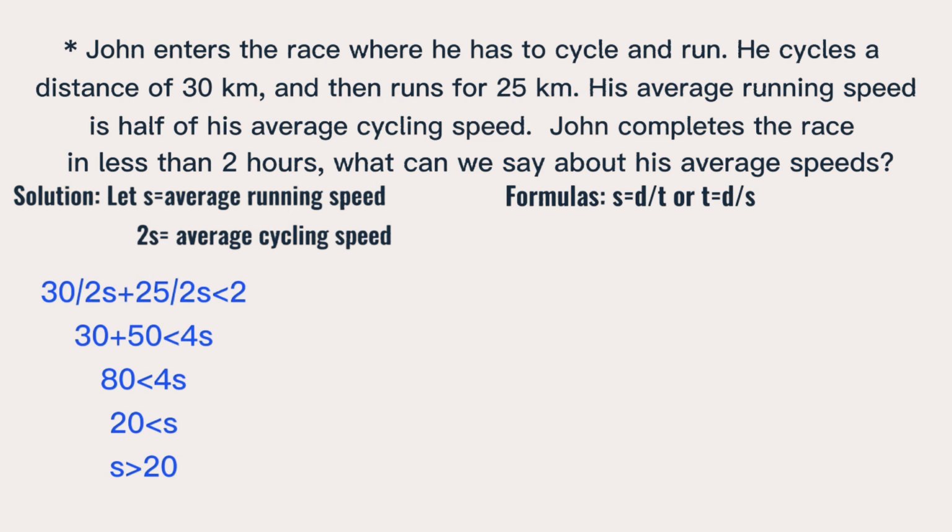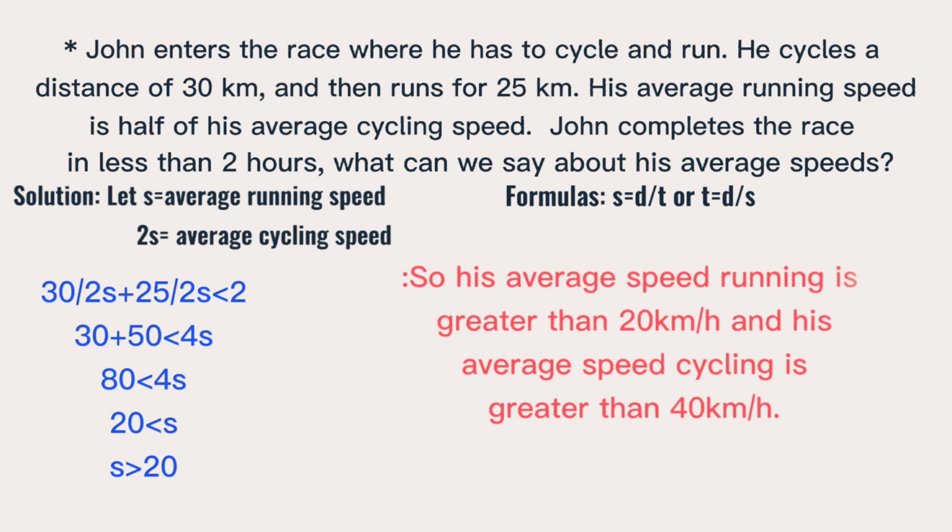Then swap sides. S is greater than 20. So his average speed running is greater than 20 km per hour and his average speed cycling is greater than 40 kilometers per hour. And that's all for this video.